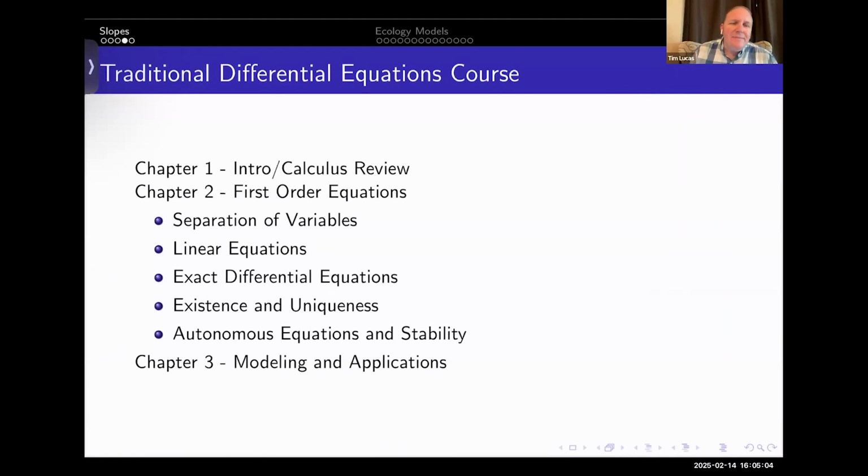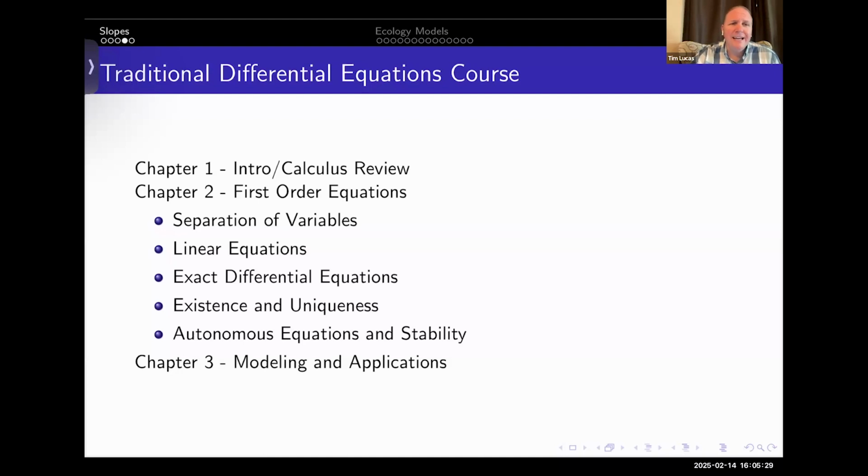Since slopes is a lot about modeling with differential equations, I wanted to talk a little bit about how I approach my differential equations course. If you open up a traditional differential equations text, a lot of texts, not all of them, have this format where the very first thing they do is some sort of review of various concepts in calculus.